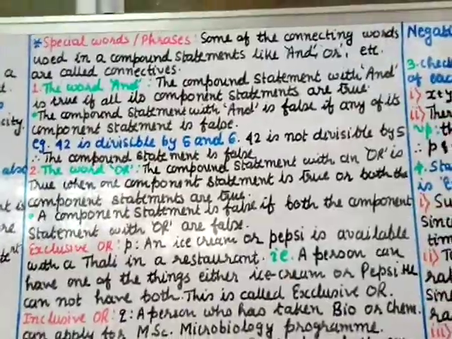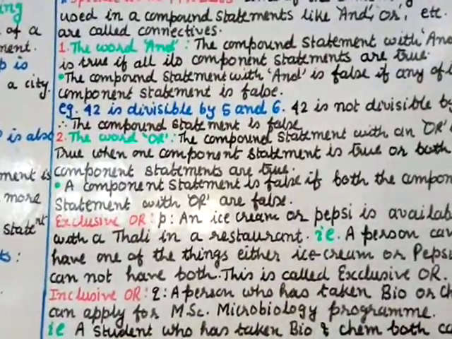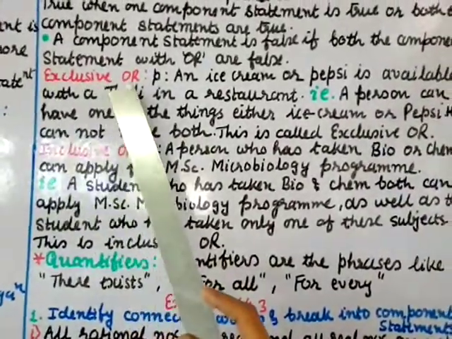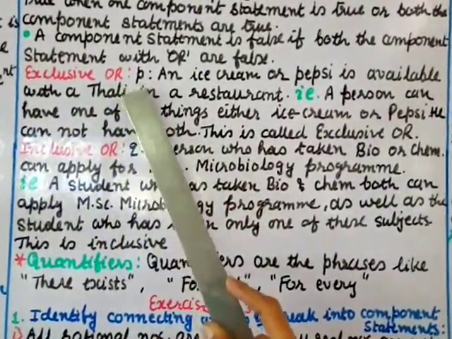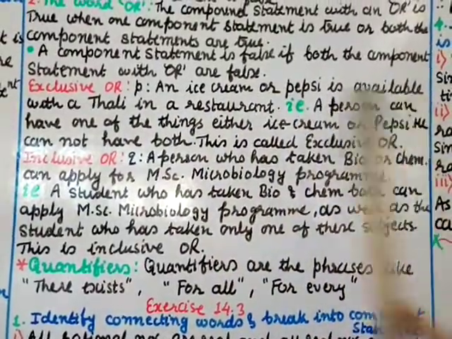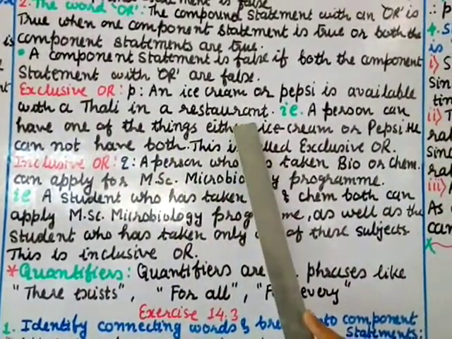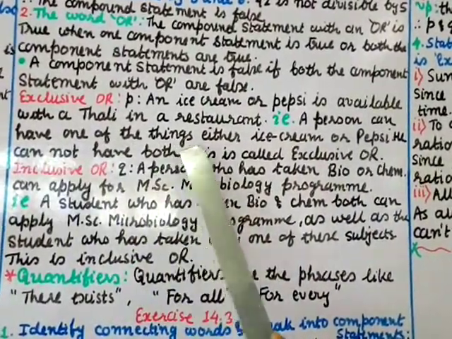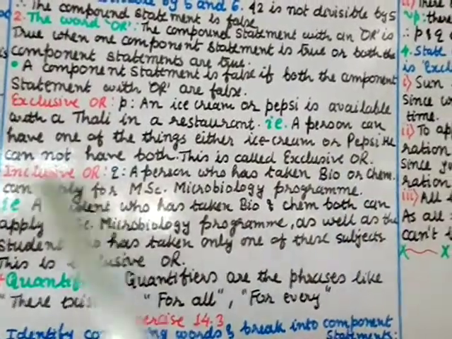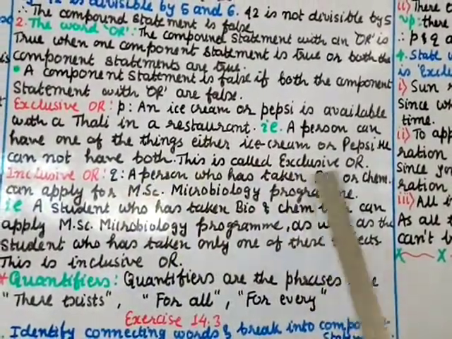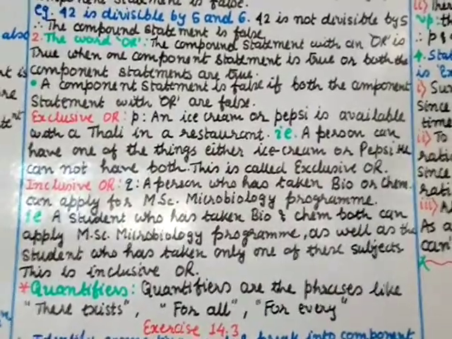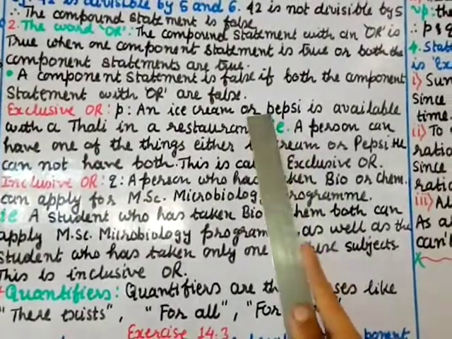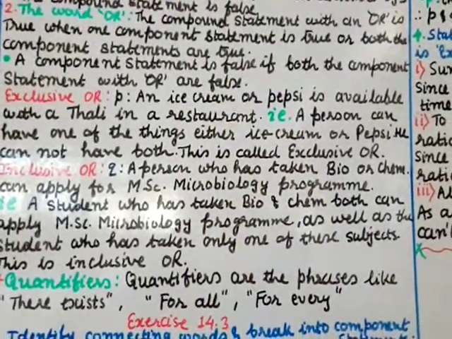Now this or has two types of meaning. One is exclusive, one is inclusive. Let us see by an example. Exclusive use of or. P is a statement: ice cream or Pepsi is available with a thali in a restaurant. What does this statement mean? A person can have one of the things, either ice cream or Pepsi. He cannot have both. This is called exclusive or. So he can have any one thing. He can either take ice cream or he can take Pepsi. He cannot take both. So in this, the or used is the exclusive or.